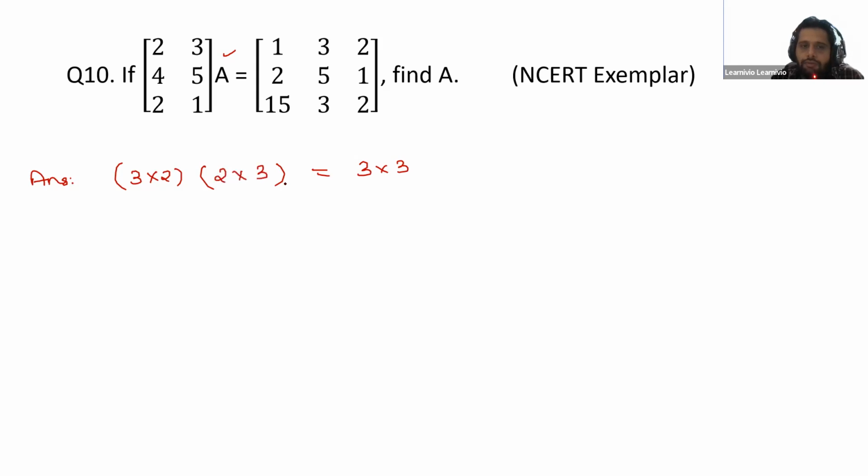This is correct. Okay. All of you, please check here. Here you have 3, so that's why here we must have 3. Here we have 2, that's why here we must have 2. That's why the order of this matrix is 2 by 3. Now please assume all the values and try to solve this.